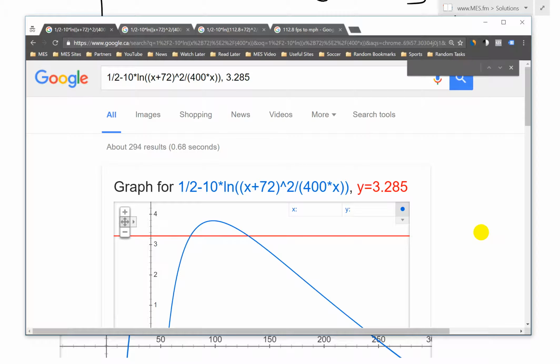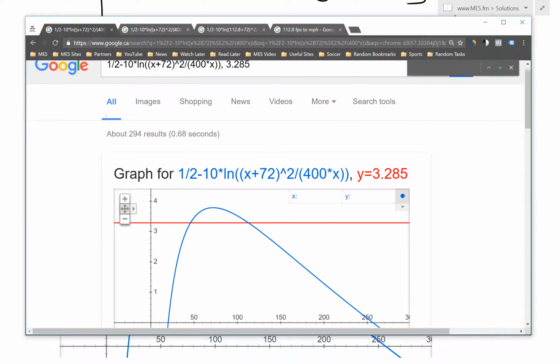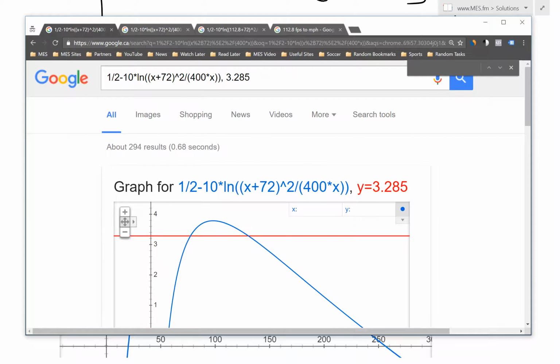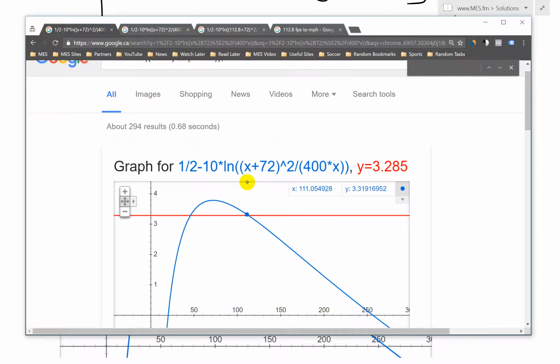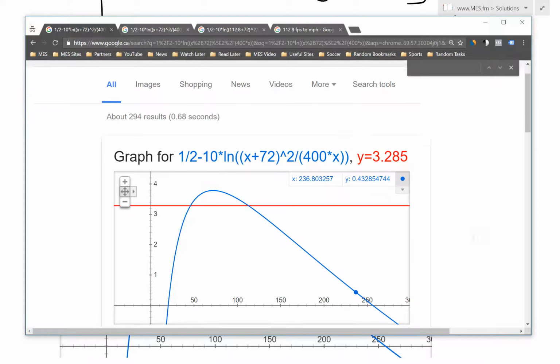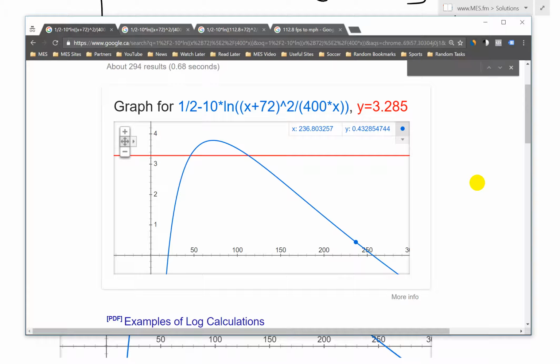Alright, so now if you graph this out, I use Google's graphing calculator. Instead of W, put X, because for some reason W doesn't work in their calculator. So whenever it says X, that's W, and whenever it says Y, that's just our time, or relay time. So we have this graph right here. I graphed that function, 1/2 minus 10 ln of x plus 72 squared divided by 400 times x. And then also y equals the direct throw time, 3.285, and you can see it crosses it like that.